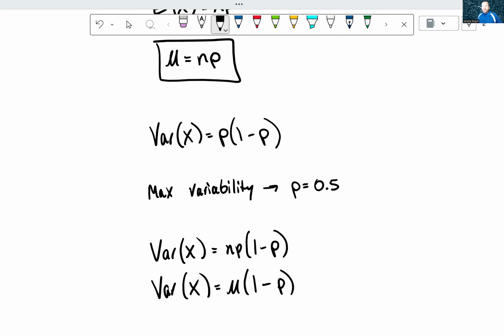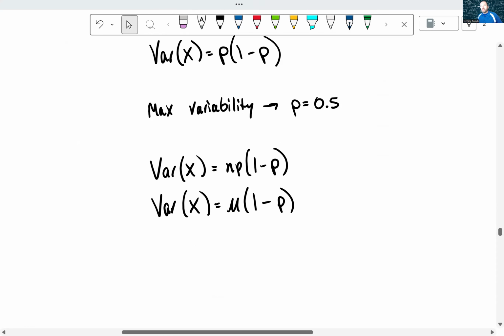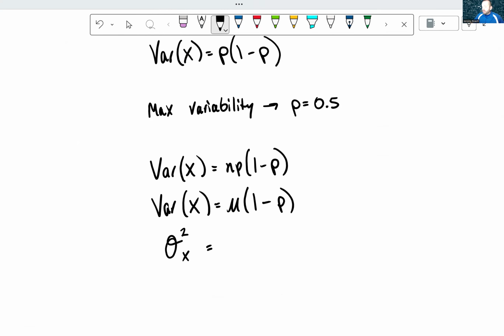Okay, so that's our variance formula. And then if we needed to find the standard deviation, all we'd have to do is find the square root of that. Because the variance of X, we could write this as the variance of X, is equal to mu times 1 minus p. And so the standard deviation would just be the square root of that. And hopefully this is review for you.